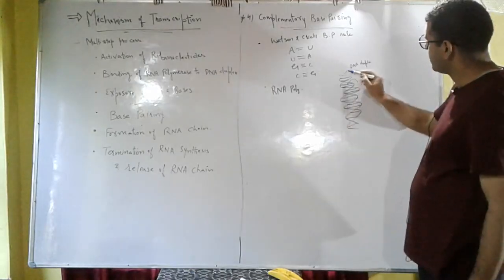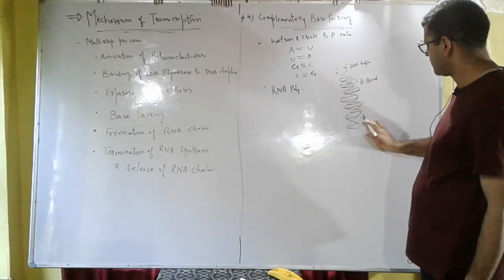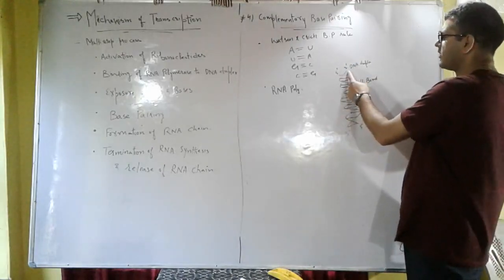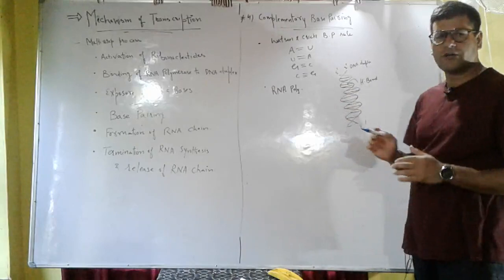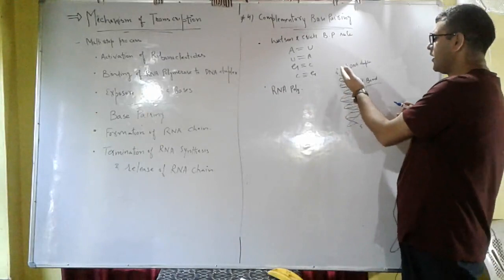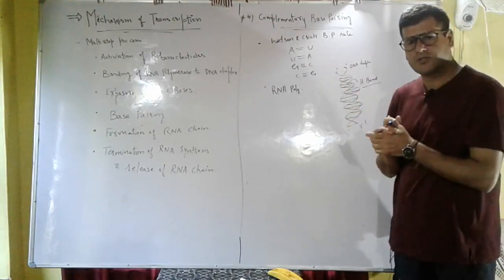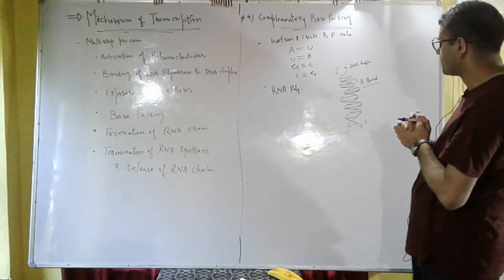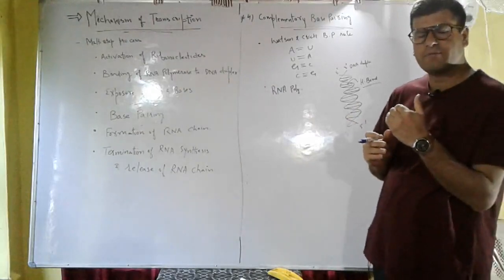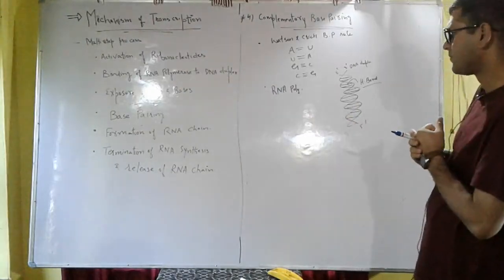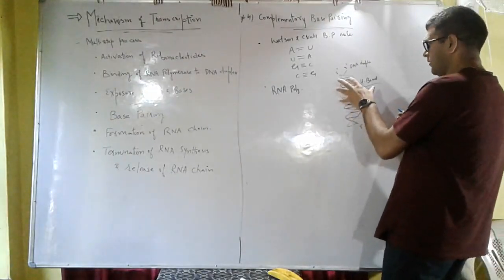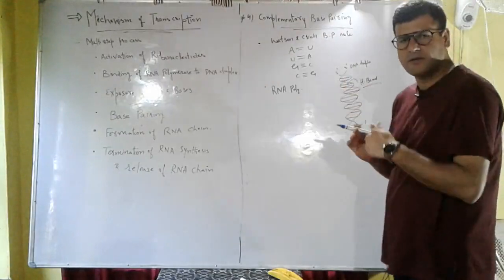This is one strand of DNA, 5' to 3'. This is 3' to 5'. This is one strand of DNA, this is another strand of DNA. These 2 strands of DNA are joined by means of a bond that is called a hydrogen bond. This RNA polymerase breaks the hydrogen bond between the 2 strands of the DNA, and then helps in polymerization. It helps us in linking of these ribonucleotides to form the RNA chain.